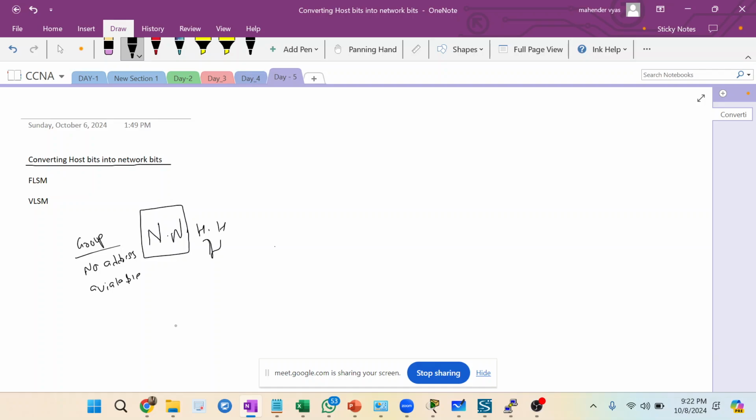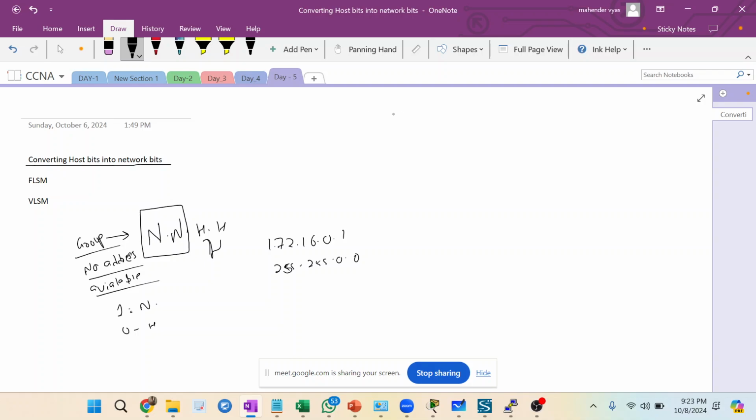Is it clear now? So the network bit will represent the group address, or what the group is, and the host bit will tell us how many addresses are available in this group. Suppose I have one address and a subnet mask. Now the rule is, if all ones, it is network bit. If all zeros, it is host bit.